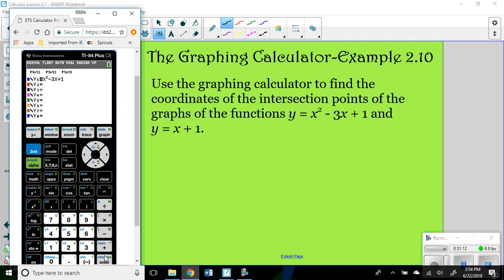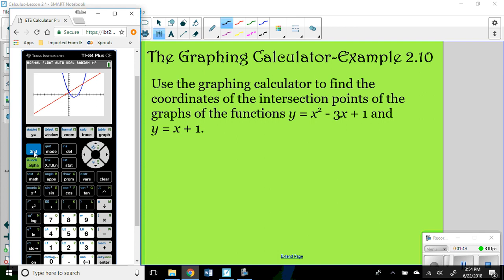Hit enter and go down to y2 and type in x. Again, that's next to the green alpha button, plus 1, and then hit enter. So both of them should be darkened on the equal sign. And then you're going to go to graph. And again, if you're using one from the classroom, it's just 2 gray black lines. They're not going to be colored. If you got the color version, then it will be 2 different colors.